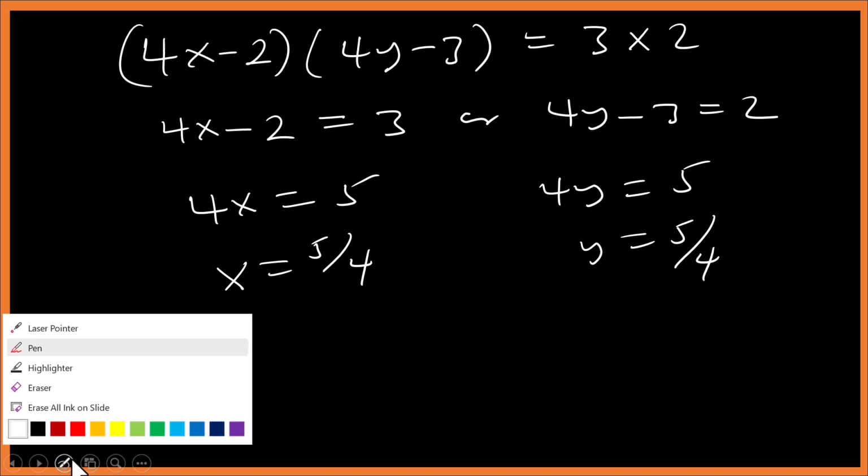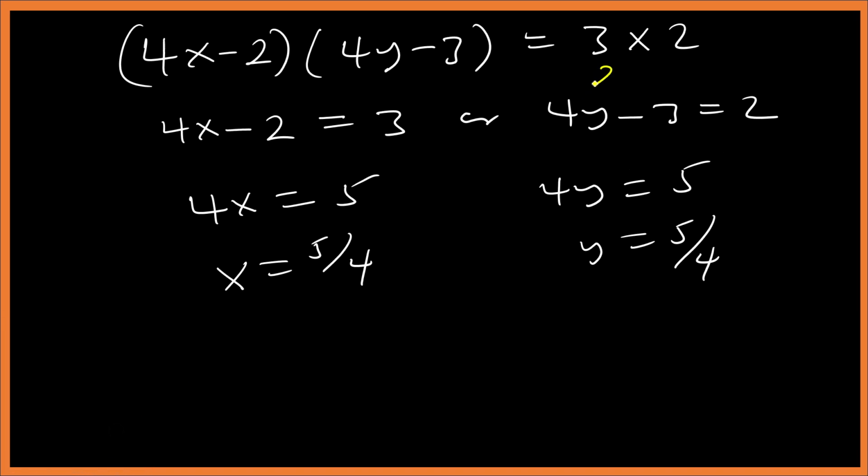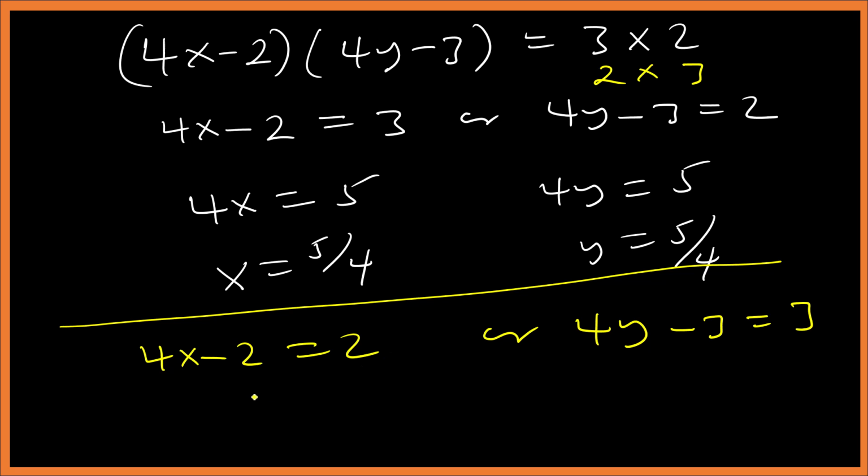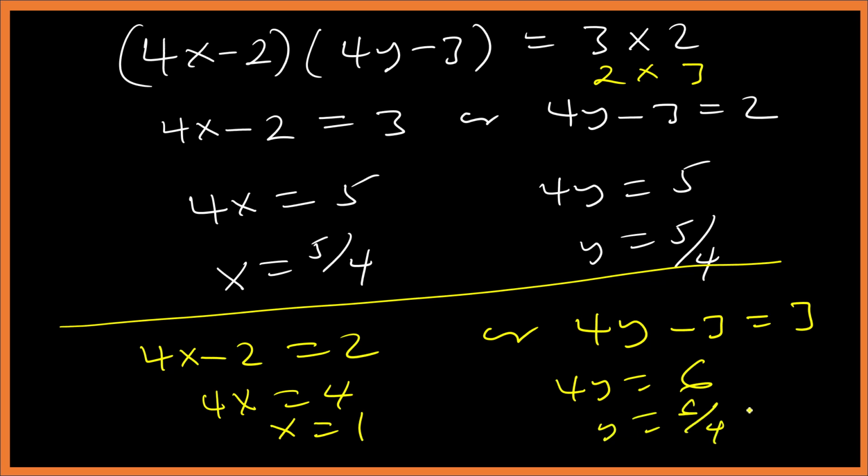Okay, and the last case will be 2 times 3. Okay, so when 4x minus 2 equals to 2, or 4y minus 3 equals to 3. So this side will be 4x equals to 4. X equals to 1. 4y equals to 6. Y equals to 6 on 4, which is 3 on 2. So we have another case.